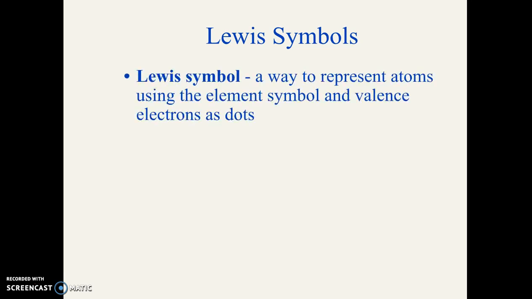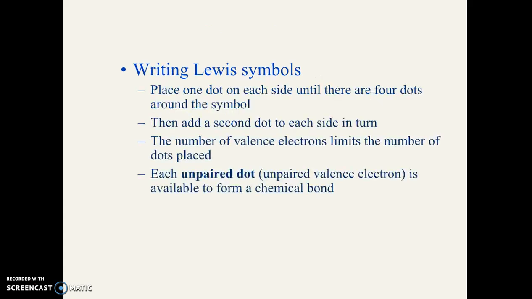A Lewis symbol is just a way to represent the atoms using the element symbol and then valence electrons as dots. So instead of actually drawing a Bohr model, we just draw the outermost energy level, and 1 dot equals 1 electron. So when you're writing a Lewis symbol, you place 1 dot on each side until there are 4 dots around the symbol. Because remember, with the Pauli exclusion principle, they don't pair up until they're all full. So you've got to have 1 on each side, and then you can start pairing them up.